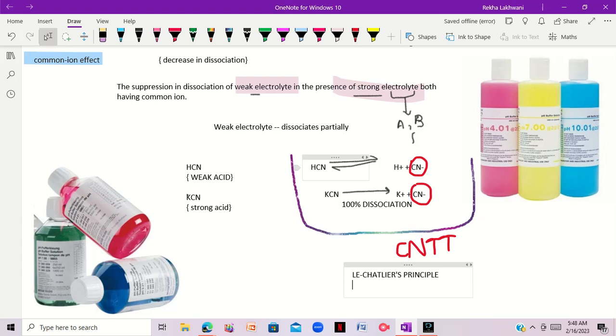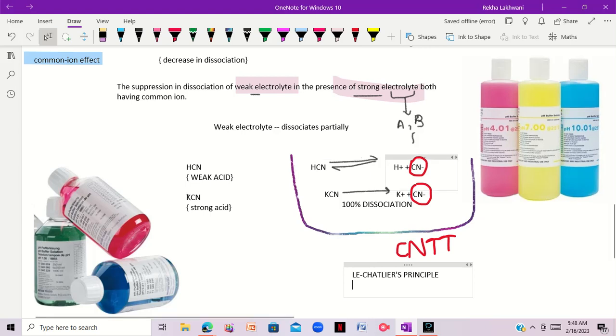Now look, these cyanide ions are increasing, right? These are on the product side, right? These cyanide ions are on the product side and the product is increasing as there is a common ion. The strong electrolyte is also dissociating into the common ion, cyanide, and the weak electrolyte is also dissociating into the cyanide ion. So there will be an increase in the concentration of the cyanide ions.